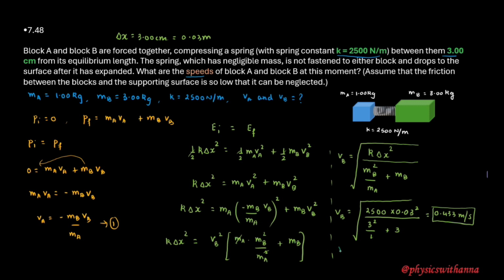Now, once you found VB, you can find VA using equation 1. So we have VA to be equal to negative MB over MA into VB. So let's substitute negative 3 over 1 into 0.433. That gives me VA to be equal to negative 1.299 meter per second. So this is how you can calculate the final velocities of the two blocks using law of conservation of momentum and law of conservation of energy.